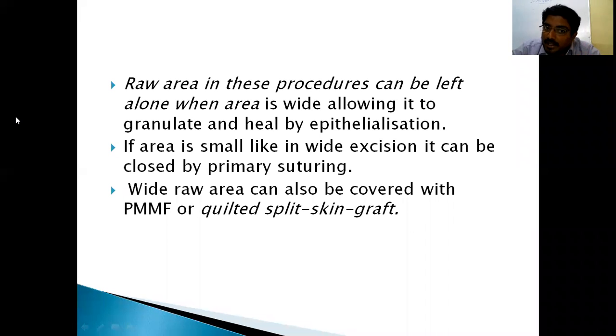See, if a raw area is produced, it can be left raw, and we allow epithelialization and granulation tissue formation. If the area is small after wide excision, you will go for primary closure. If the raw area is big, then we will go for a flap or thick skin grafting. The flap we use is the pectoralis major muscle flap.